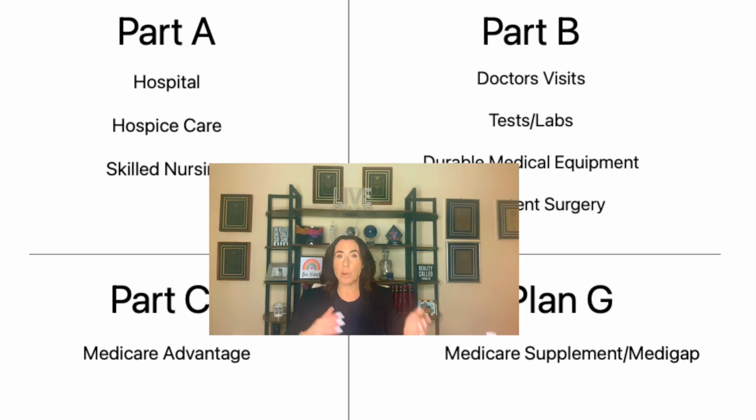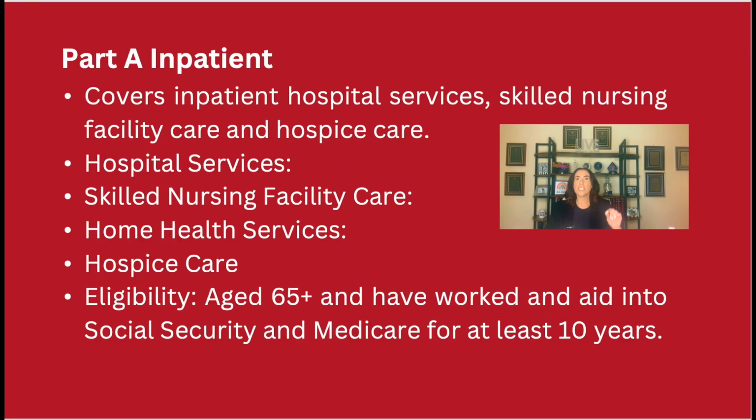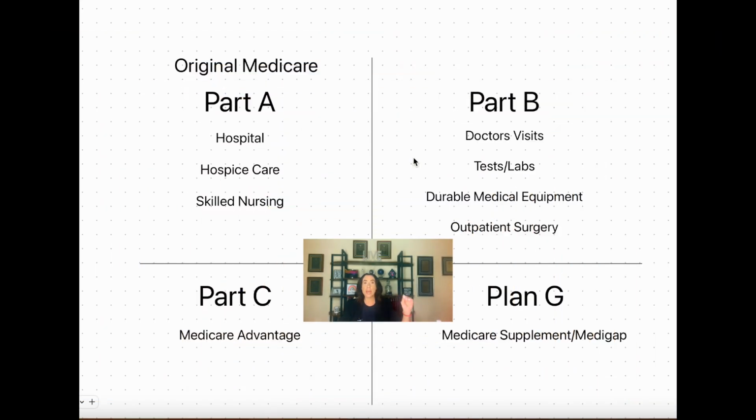So let's start up in the upper left-hand corner with Part A of Medicare, also known as Original Medicare, both A and B. Part A covers inpatient services such as hospital stays, hospice, and skilled nursing or rehab. It provides coverage for medically necessary treatments when you stay overnight, hence the term inpatient. Write Original Medicare in that A box on your chart because this is part only of Original Medicare.